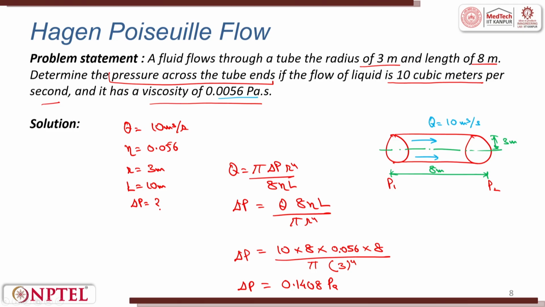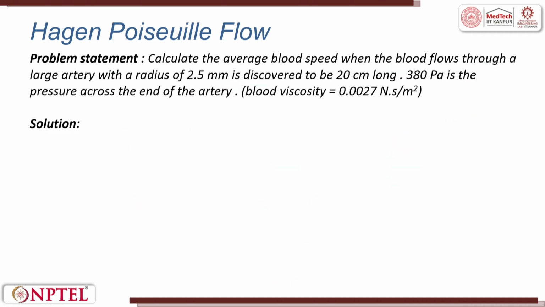Delta P is equal to 0.1408 Pascals. So, one quick another problem statement in a similar fashion is here, which says calculate the average blood speed when the blood flows through a large artery with a radius of 2.5 millimeters. It is discovered to be 20 centimeters long.